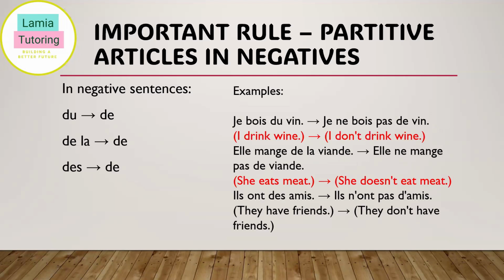Ils ont des amis. Ils n'ont pas d'amis. See over here, they gave you the de transformed because there is a voyelle with the apostrophe. So they have friends, they don't have friends. Basically, it's saying they don't have any friends. Like we said here, ils ont des amis, they have some friends, and then they don't have any friends.